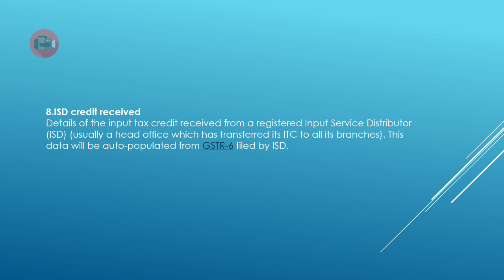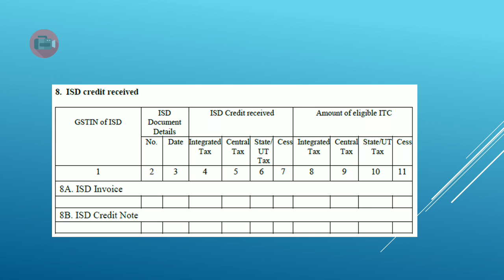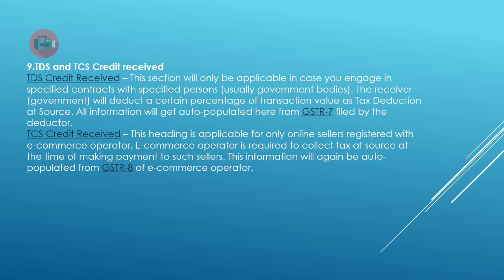This data will be auto-populated from GSTR 6 filed by the ISD. ISD credit received, GSTN of ISD, ISD document details, ISD credit received, amount of eligible ITC, and whether it is an ISD invoice or an ISD credit note. Now, TDS and TCS credit received.